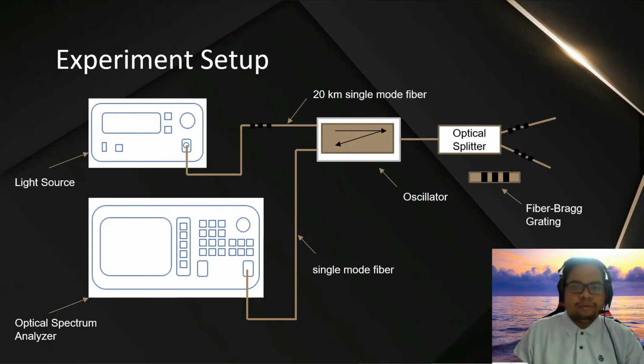The flow of the light will be: the light source injects the light into the 20 km single mode fiber that has FBG in it. Next, the light will go through the oscillator and to the optical splitter for the splitting. Lastly, the oscillator will transmit the reflected light from the users to the OSA.